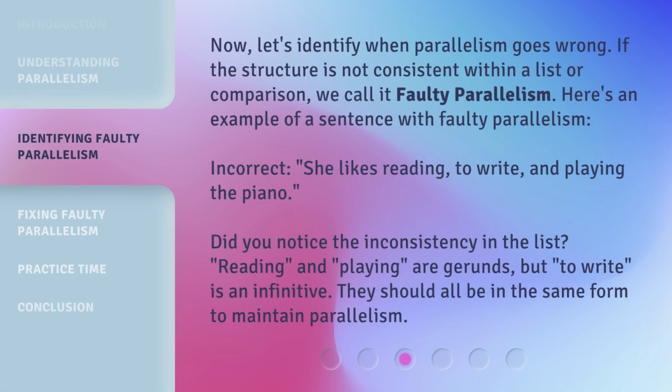Now, let's identify when parallelism goes wrong. If the structure is not consistent within a list or comparison, we call it faulty parallelism. Here's an example of a sentence with faulty parallelism. Incorrect. She likes reading, to write, and playing the piano. Did you notice the inconsistency in the list? Reading and playing are gerunds, but to write is an infinitive. They should all be in the same form to maintain parallelism.